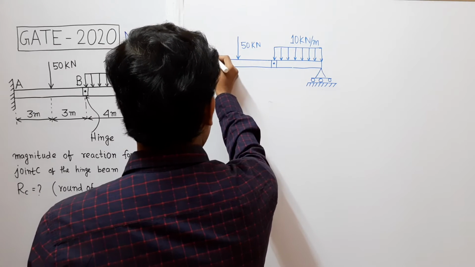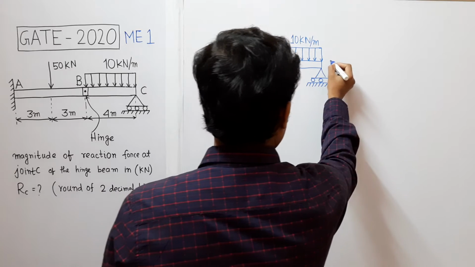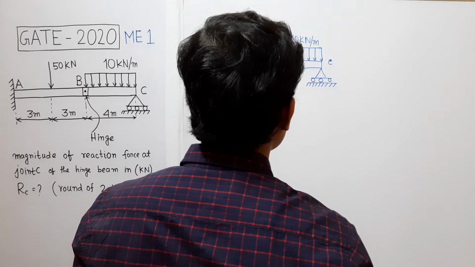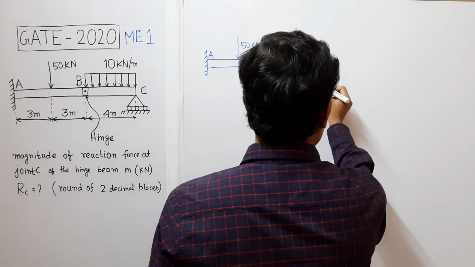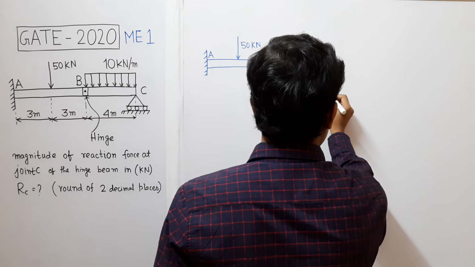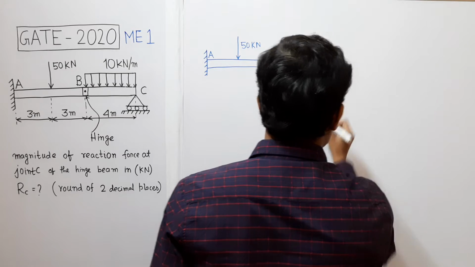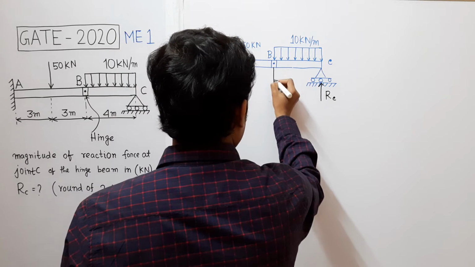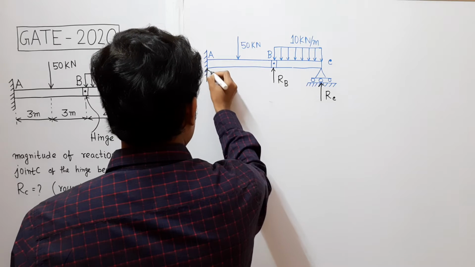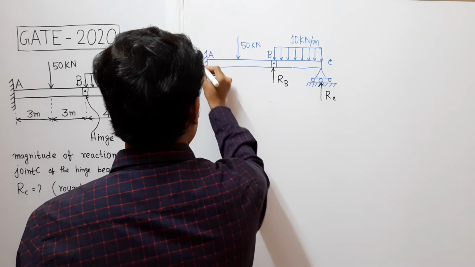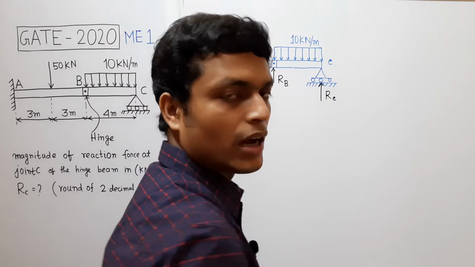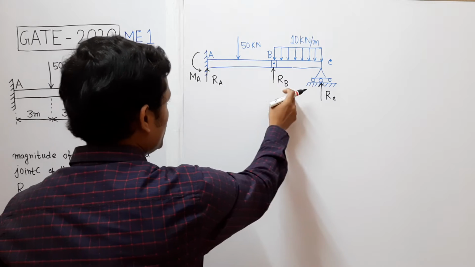So this is point A, this is B, and this is C. Now let us find out what are the reaction forces. As this is a hinge joint, there will be a vertical reaction, that is RC. Here will be another reaction force, that is RB, and here RA, and one reaction moment MA. Now there are 4 unknowns, 1, 2, 3, 4.